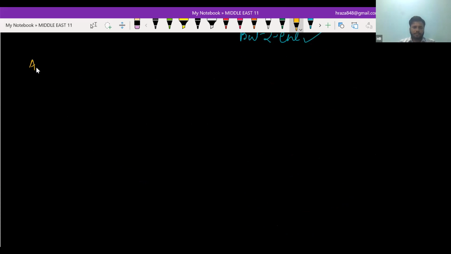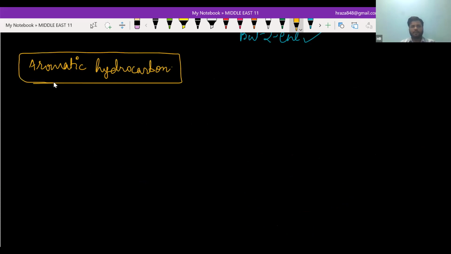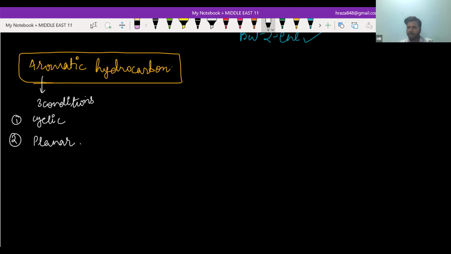Write the topic, aromatic hydrocarbon. First, we are going to understand what an aromatic compound is. So see, there are three conditions to be aromatic. The first condition is the compound should be cyclic. The second condition is it should be planar, not out of the plane, inside the plane. It should be on the plane. And the third is it should follow Huckel's rule.